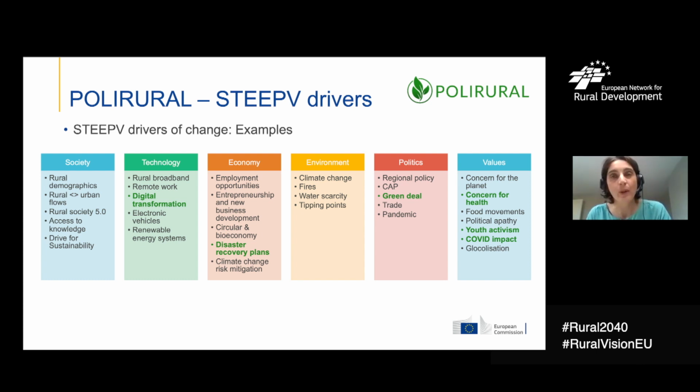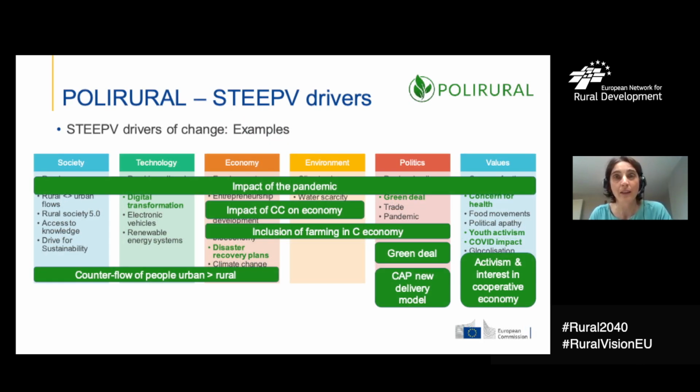Among these, the work package leader in these projects thinks that the following are going to be the most important for rural futures. The impact of the pandemic, which really cuts across, the impact of climate change on the economy, the inclusion of farming in the carbon economy, the Green Deal and the new delivery model for the common agricultural policy, and finally, the counterflow of people from urban to rural areas and things related to activism and interest in the cooperative economy.